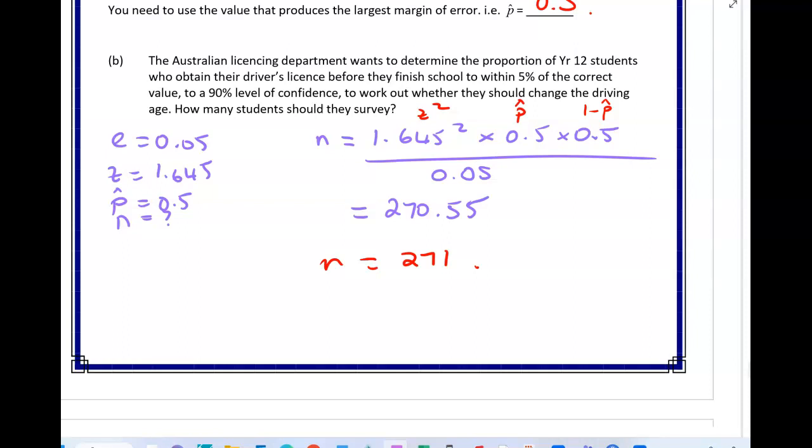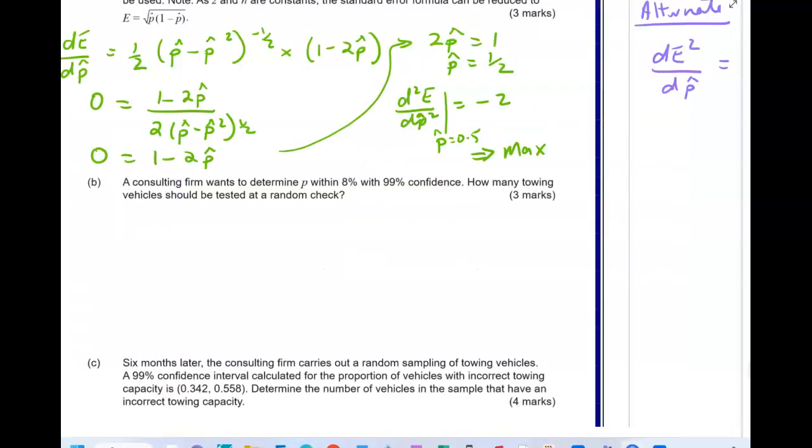Some of you did that in your investigation, which, by the way, I'll get you back tomorrow. So when we solve that first derivative equal to 0, we get P hat is a half. So there's your 0.5, and we saw that graphically anyway. And then I just said that the second derivative was, without actually working it out, -2, and hence it's negative, and therefore it's a maximum.